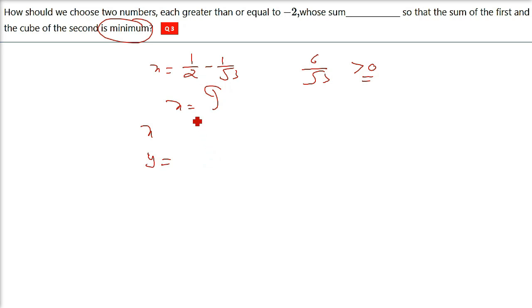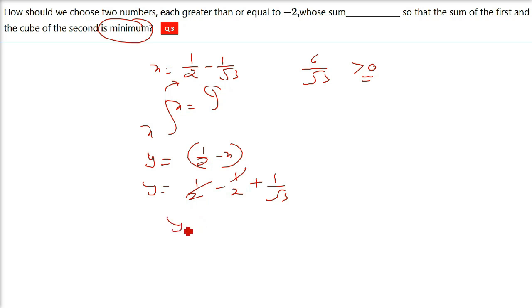What is the x value? X already we got. Y is simply half minus of this value. So when we place this half minus of minus half and plus 1 by root 3, it is going to be plus 1 by root 3, because half of is going to get cancelled. Half minus half plus 1 by root 3, half of gets cancelled. You get 1 by root 3. 1 by root 3 is the final value which we are interested in.